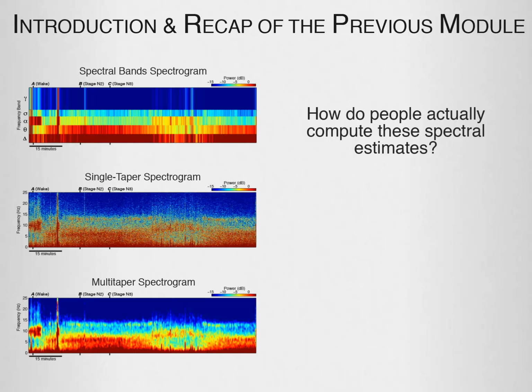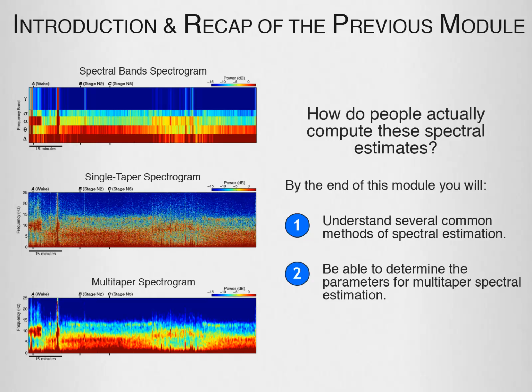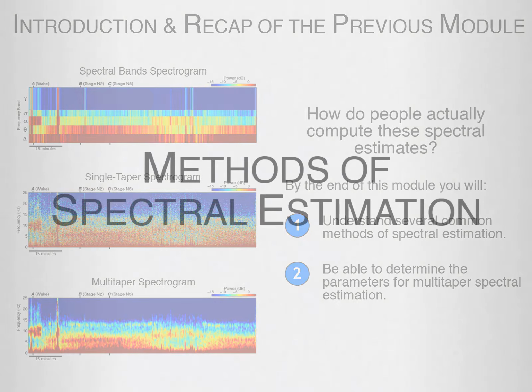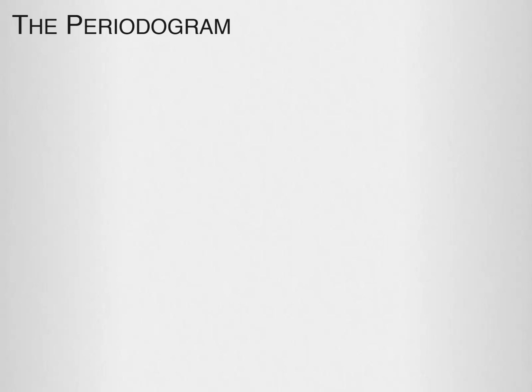In this module, we will answer this question, and by the end of the module, you will 1. Understand several common methods of spectral estimation, and 2. Be able to determine the parameters for multi-taper spectral estimation. Let's begin by discussing the simplest and most common method used for performing spectral estimation on EEG data. This method is called the periodogram. However, the periodogram is well known to be a poor spectral estimator.